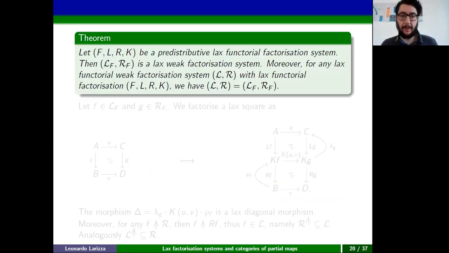I think I was here. Yes. Due to the properties that I have just discussed, we have that for a predistributive lax functorial factorization system given by F, L, R, K, if it is predistributive, then LF, RF is a lax weak factorization system. And moreover, for any lax functorial factorization system, R that underlies a functorial factorization, it is built through the definition that we have given from LF and RF. It is exactly given by those morphisms with those lax-weak orthogonality relations.